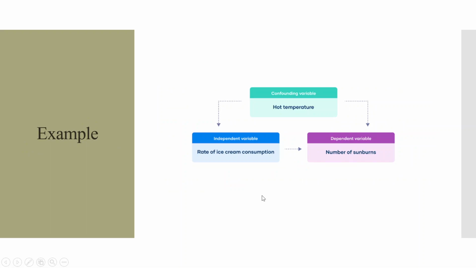Let's take one more example. It has been found that ice cream consumption increases the number of sunburns. How is it possible? So there is a third variable, which is a confounding variable, that is the temperature. This confounding variable affects the independent variable, the ice cream consumption, as well as it also affects the dependent variable, number of sunburns. So in the presence of a confounding variable, the relationship between the independent variable and the dependent variable becomes strong. So we want to find out in our model whether there is any confounding effect or not. So let's go in SPSS AMOS.